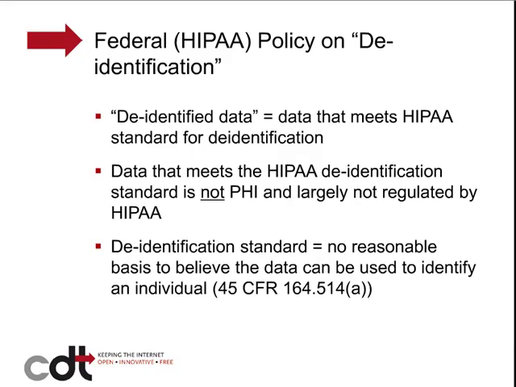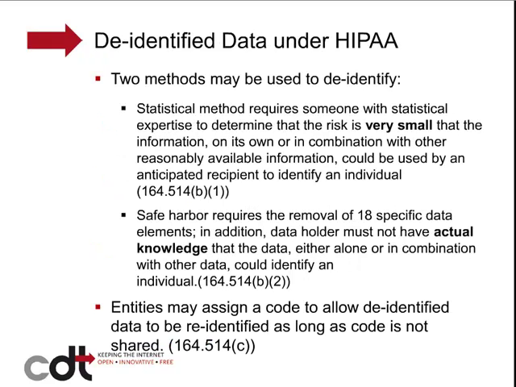The legal standard for de-identification is no reasonable basis to believe the data can be used to identify an individual. And the regulations under HIPAA set out two methods for accomplishing de-identification. One is a statistical method, which requires that someone with statistical expertise determines that the risk is very small that the information, either on its own or in combination with other reasonably available information, could be used by the anticipated recipient of the data to identify an individual.